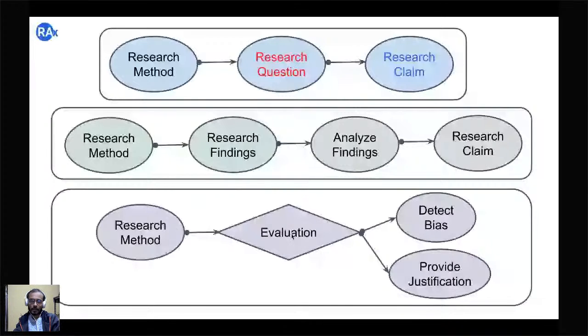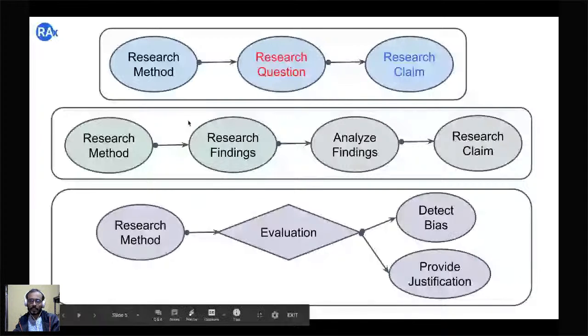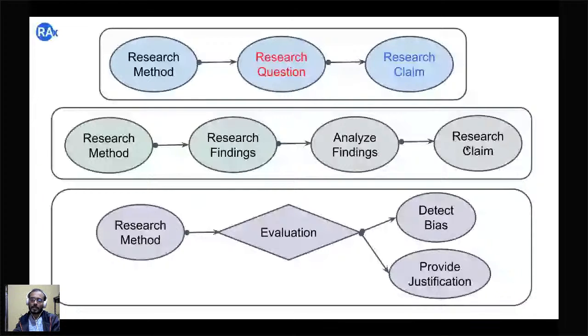Now, one kind of evaluation process is through experiments, right? You run some experiments to show that your research method is good, strong, proper, and without any bias, and you can provide the right kind of justifications. Only then will people accept that this entire process from research method to research claim is justified. Otherwise the research community will be skeptical about whether this will really lead to that or not, right?